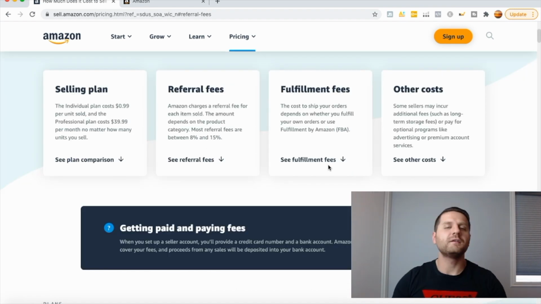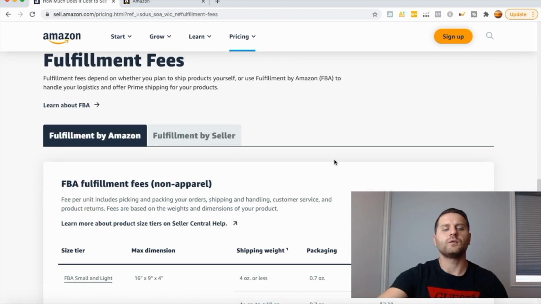The next fee will be the fulfillment fees. Now before I go ahead and click over here, I want to re-emphasize that the fulfillment fee is calculated based on the size of your product, based on its dimensions, and based on the weight of your product. So let's click over here and we'll be taken right over here.